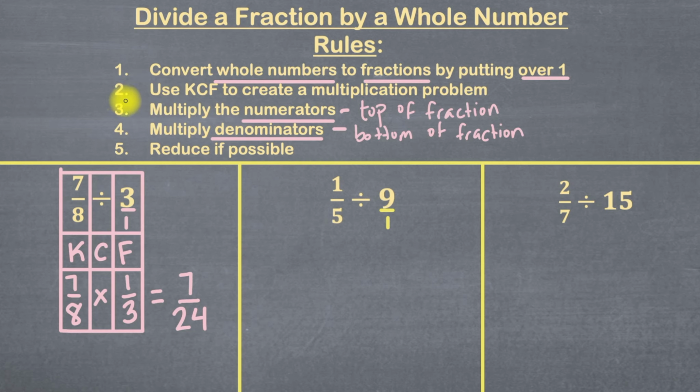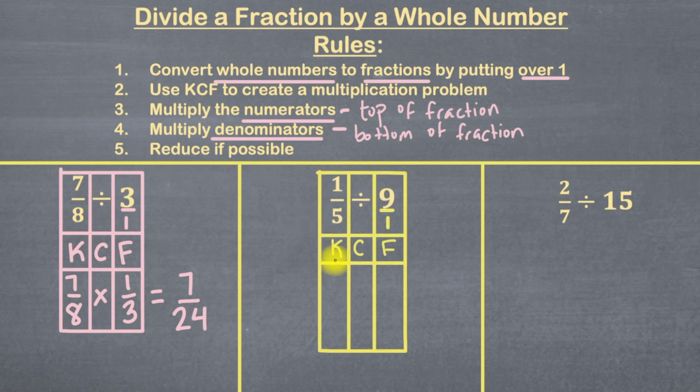Next, I'll go to step 2, which is to use KCF to create a multiplication problem. So let's set up our table just like we did over here. The K stands for keep. So this fraction here, 1 over 5, I'm going to keep it exactly the way it is. This C stands for change. And we're changing our division into multiplication. So here I'll put a multiplication symbol. And the F stands for flip. That means this 9 over 1, I'm going to switch it. So it's not 9 over 1 anymore, but 1 over 9.